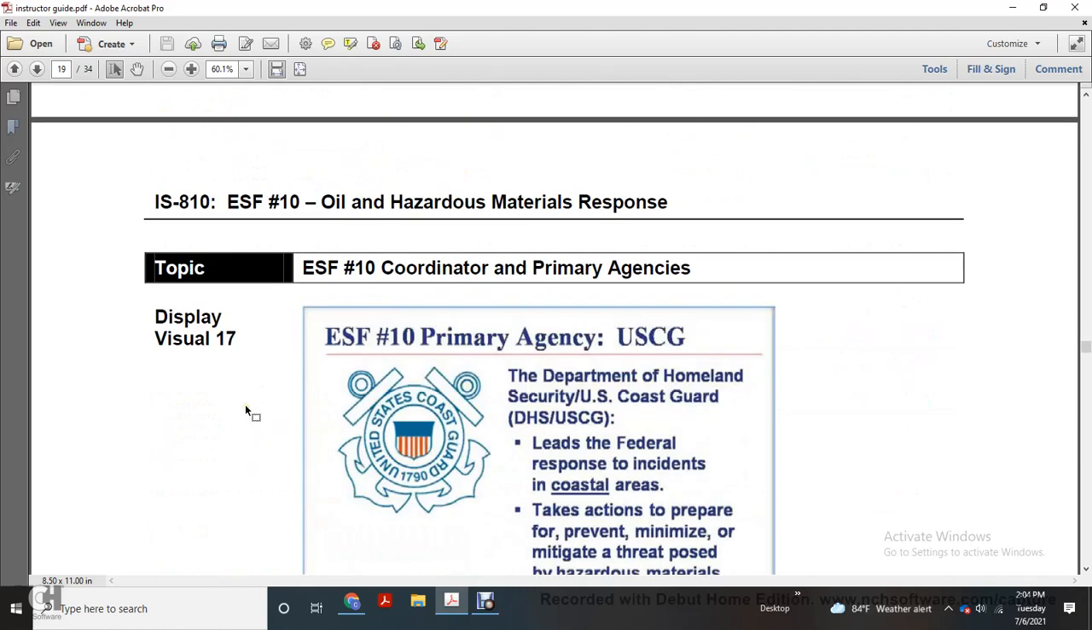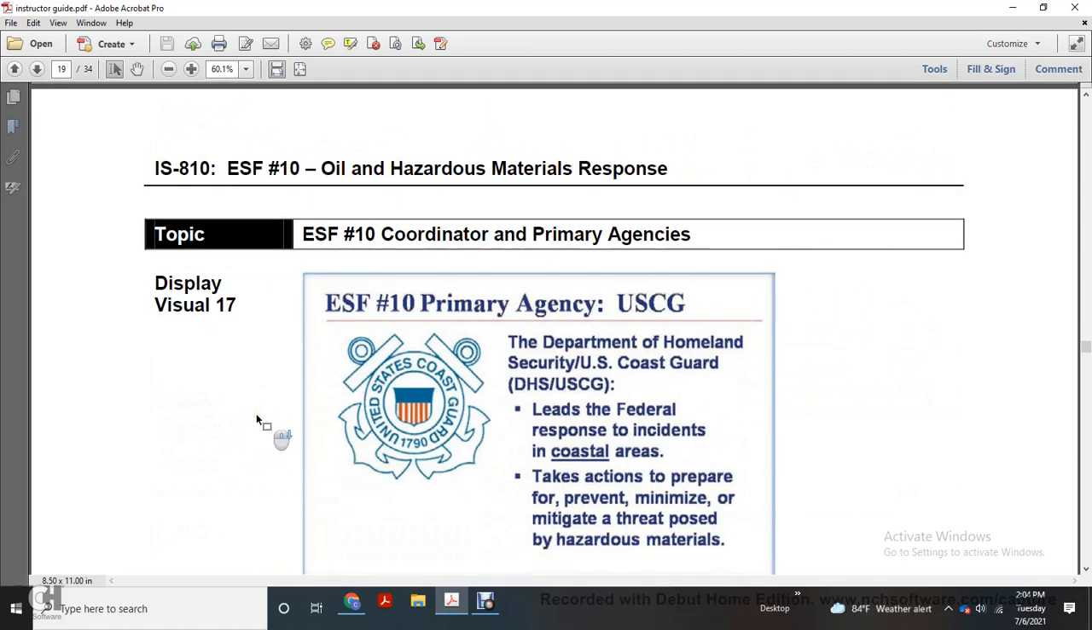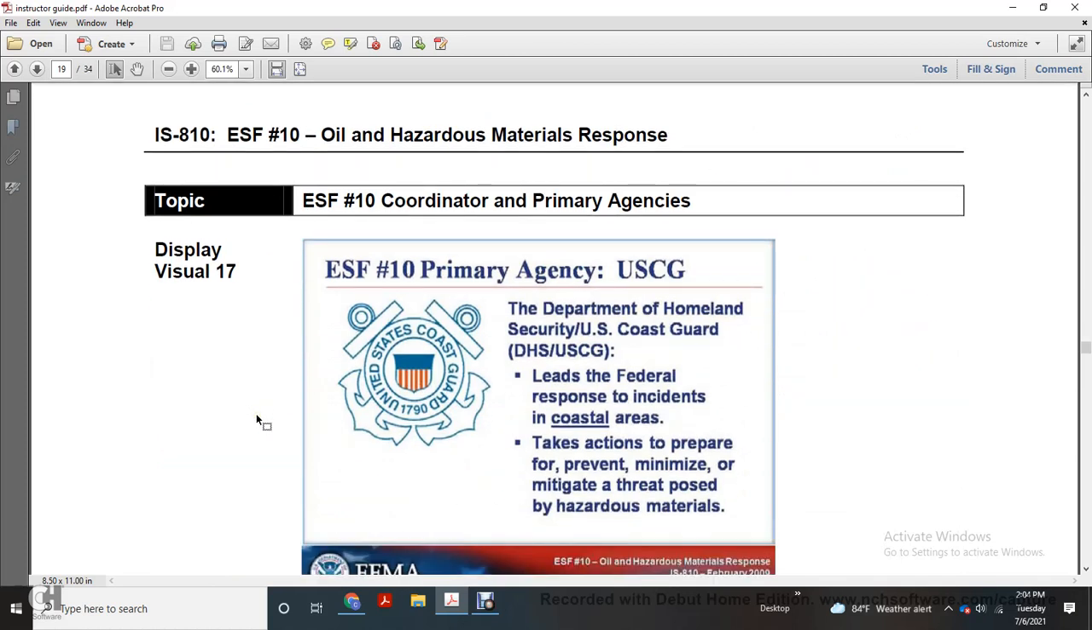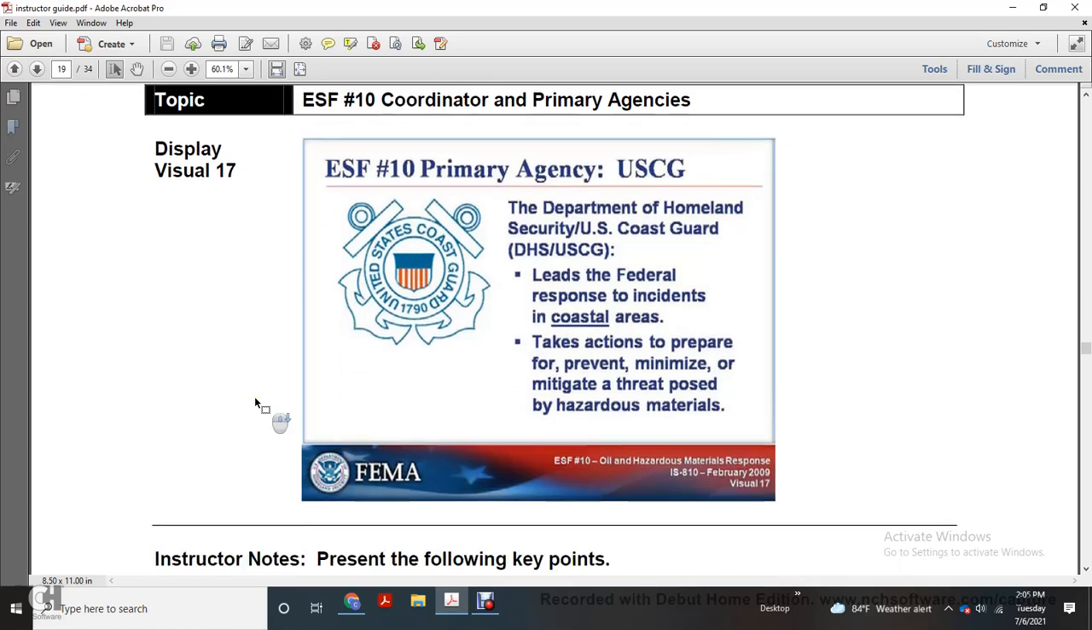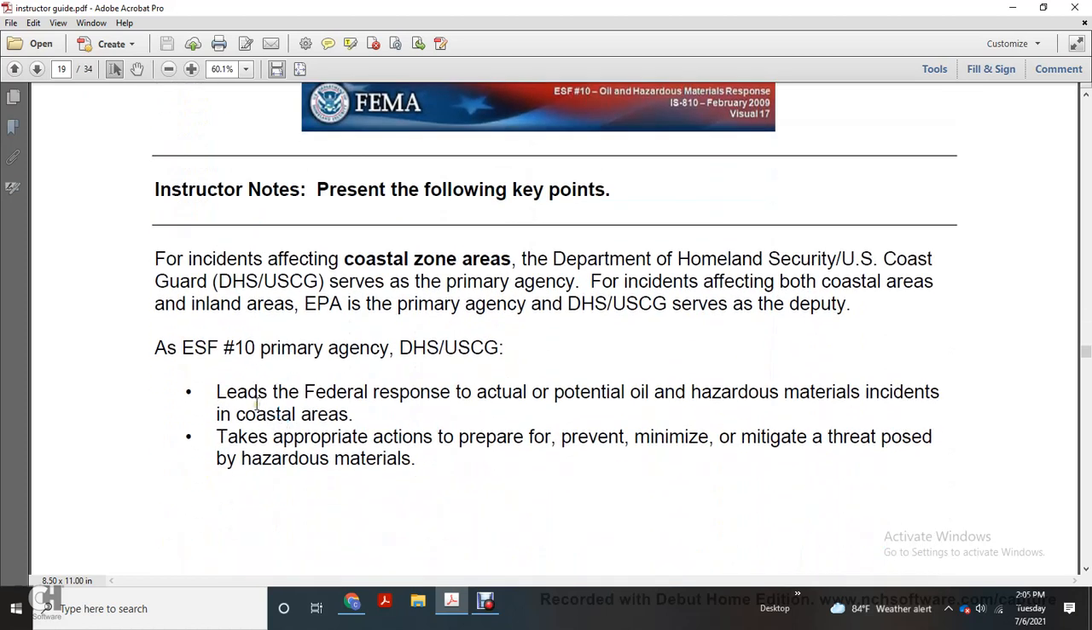Display visual number 17, Emergency Support Function number 10 primary agency, U.S. Coast Guard, Department of Homeland Security. The U.S. Coast Guard leads the federal response to incidents in the coastal areas, taking action to prepare for, prevent, minimize, and mitigate the threat posed by hazardous material. Instructor's key points: for incident activity in the coastal zone area, the Department of Homeland Security, U.S. Coast Guard, serves as the primary agency. For incidents affecting both coastal and inland areas, EPA is the primary agency and the Department of Homeland Security, U.S. Coast Guard, serves as the deputy. Emergency Support Function number 10 primary agency: Department of Homeland Security, U.S. Coast Guard.